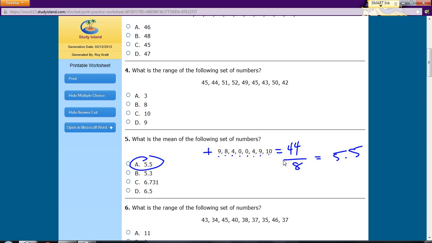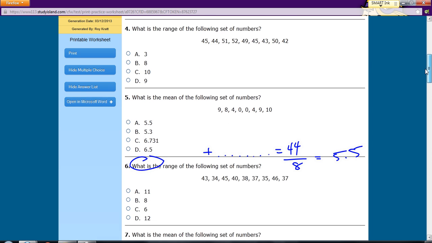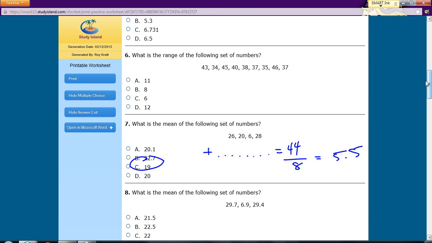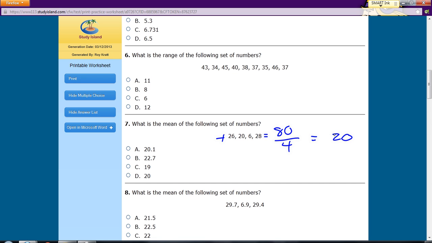Okay, so that's, again, how we find the mean or average. So again, number 7 would be another example of a mean or average type question. So what I do is I add them up. Okay, and so I get 26 plus 20 plus 6 plus 28, which is a grand total of 80. And there are 4 pieces of data, so I do 80 divided by 4, and that equals 20. So 20 here would be my choice.